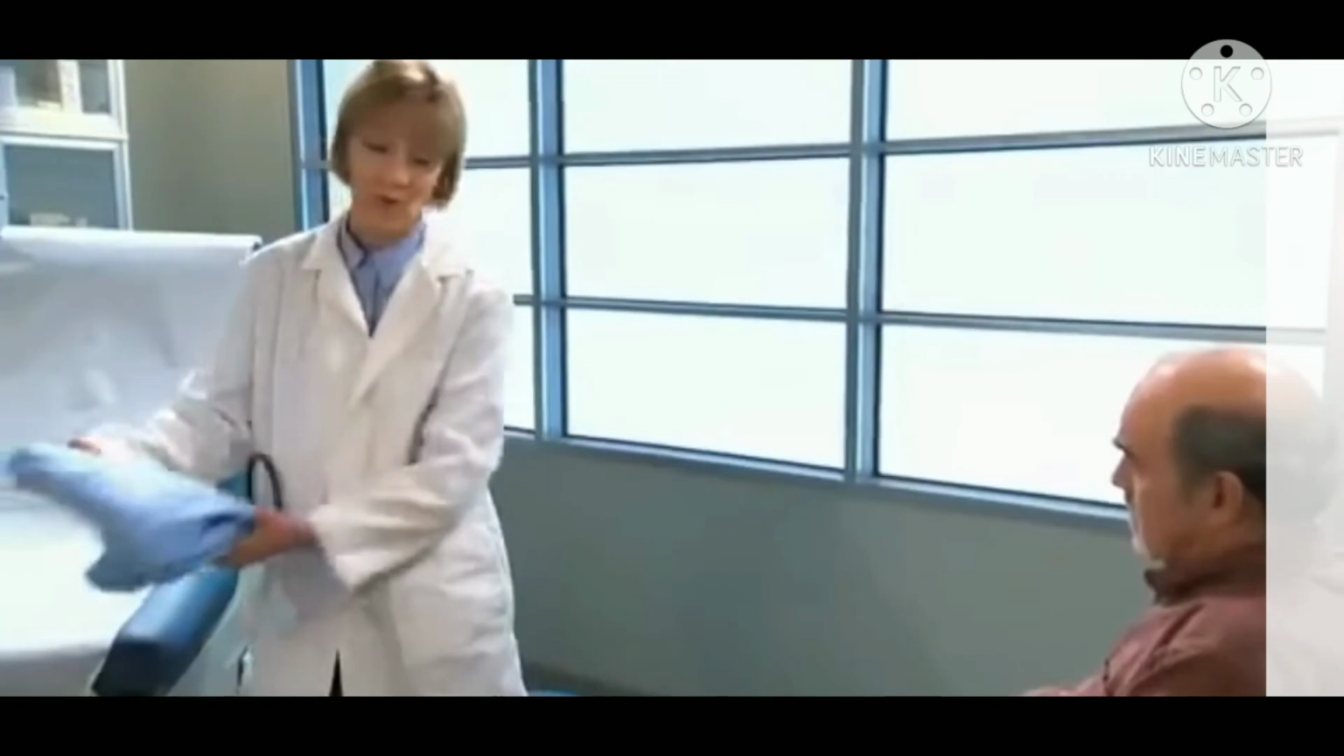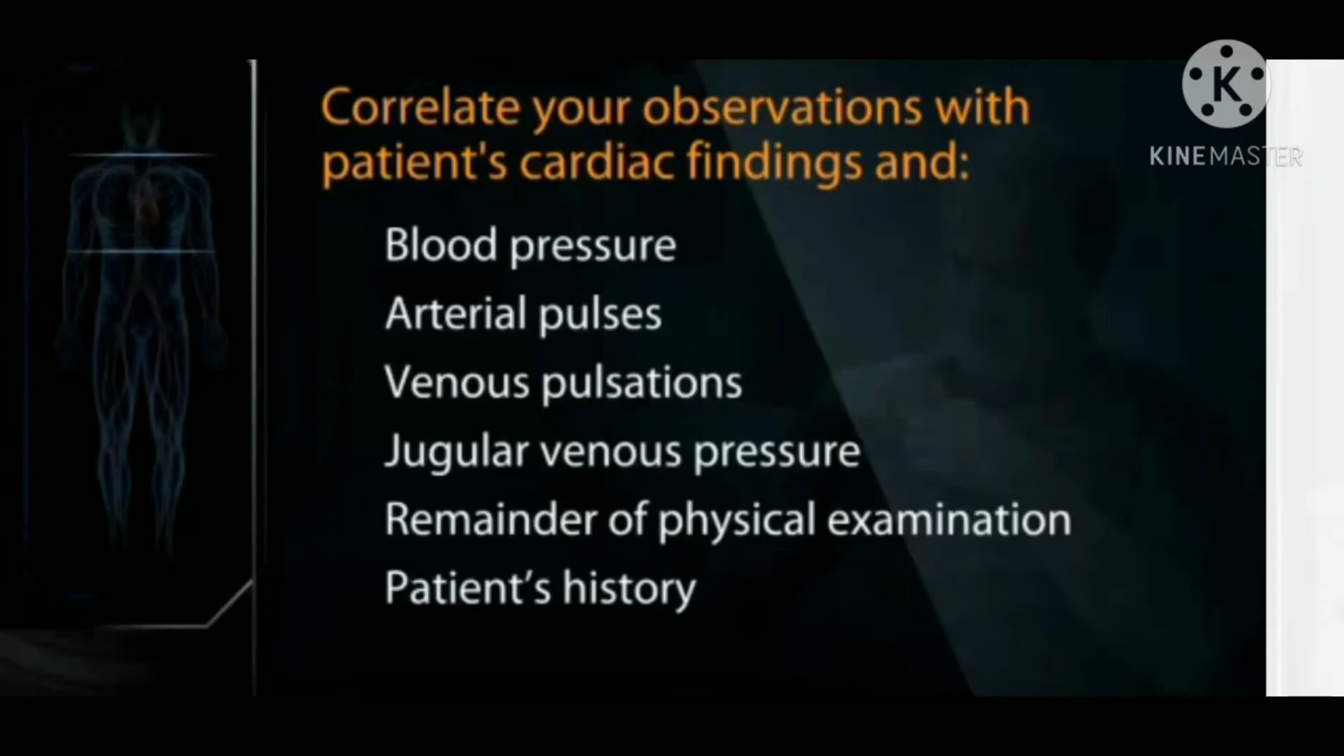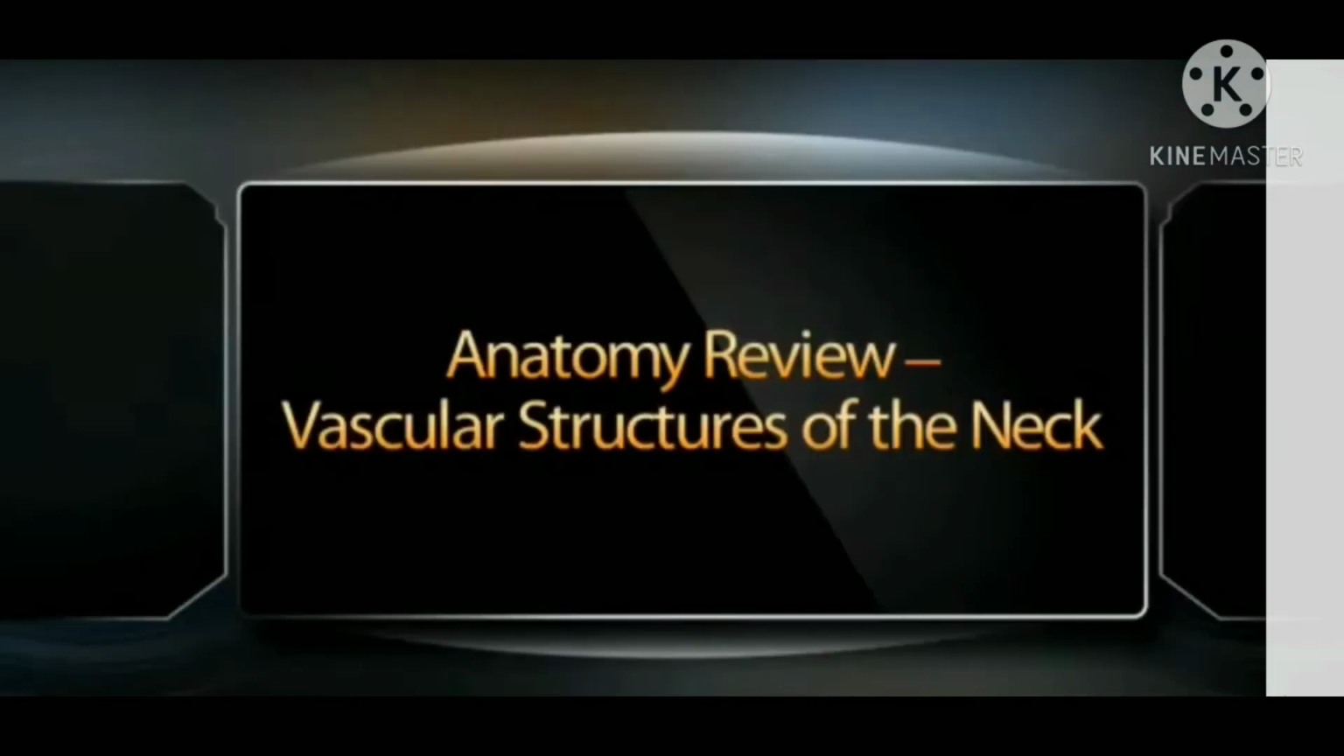Keep in mind the three goals of every health history: to establish a trusting and supportive relationship, to gather information, and to offer information. Let's review the three key vascular structures in the neck: the carotid artery, the internal jugular vein, and the external jugular vein.